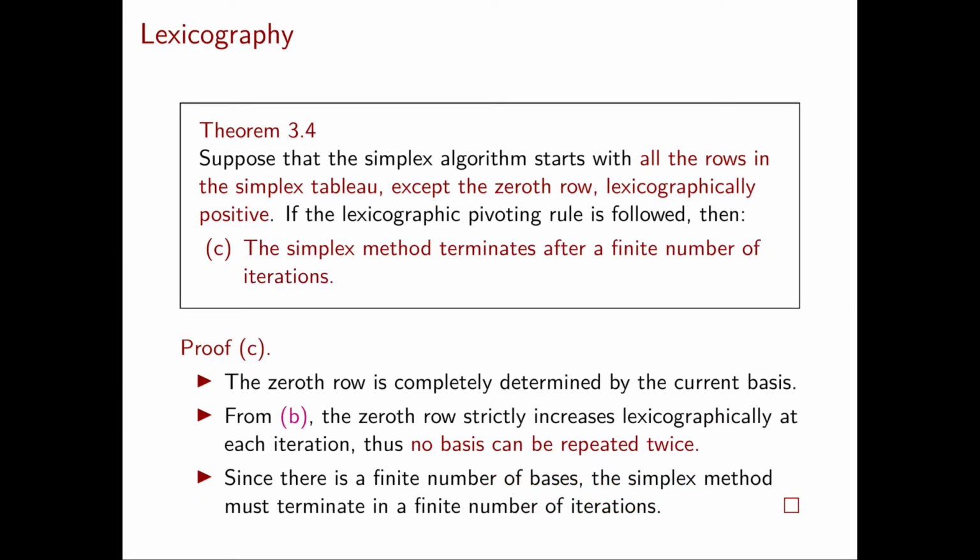Let's finally prove point C. Now the 0th row, like all the rest of the tableau, is completely determined by the current basis. Furthermore, we have just shown that the 0th row strictly increases lexicographically at every iteration, and this directly implies that no basis can be repeated twice. If no basis can be repeated twice, we cannot have any cycling, and so, since there's a finite number of bases, the simplex method will terminate in a finite number of iterations. This concludes the proof of point C and of the whole theorem.